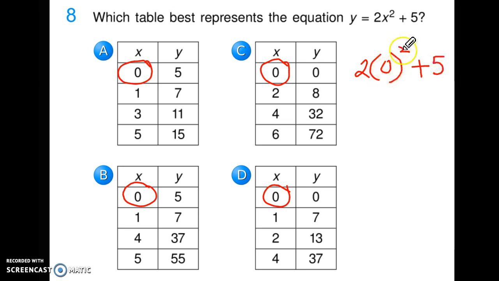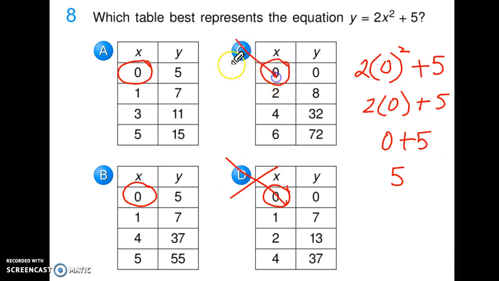Okay, so 0 squared would be 0. And then 2 times 0 is 0. So when x is 0, y is 5. So let's mark off D, and let's mark off C. Okay. Well, if you look, that leaves A and B. And for A and B, both of them have 1 and 7. And those are the same. But if you look at the 5s, this one says 515 and this one says 555.